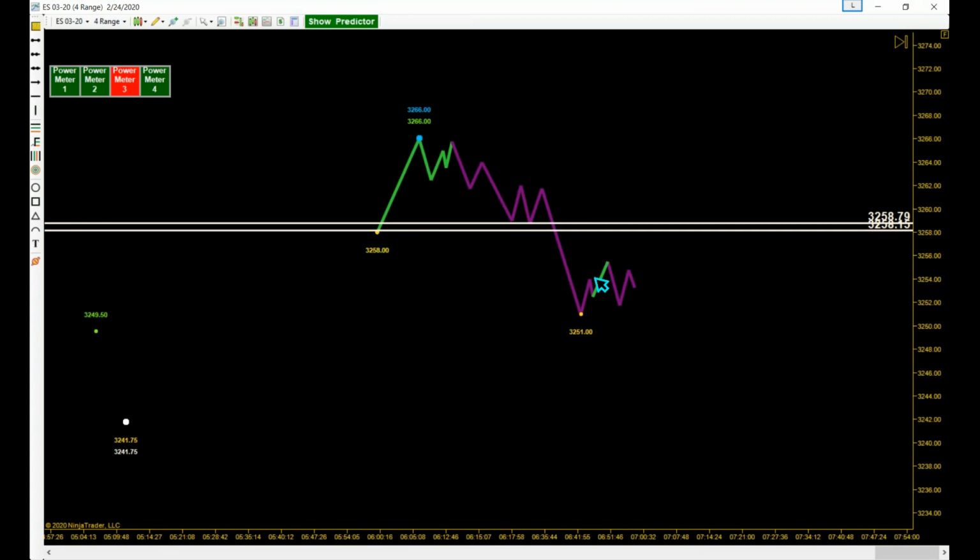All right. And if that was to come up into that area, what would you do? Go long or would you short it? You'd short it. Because the overall right now is thrust, retrace, thrust. That's definitely a downtrend.